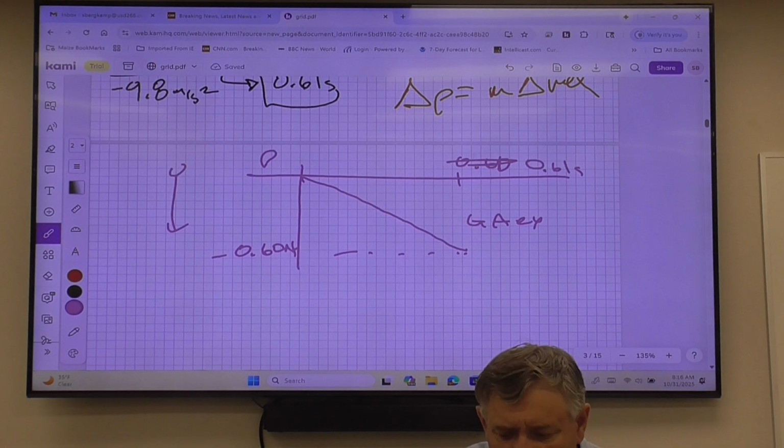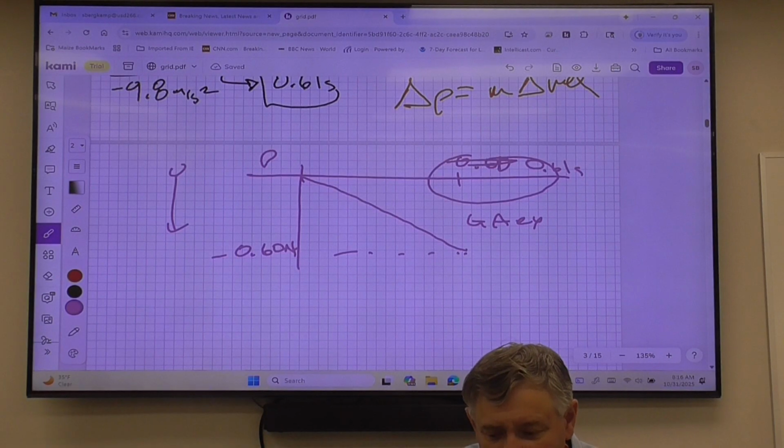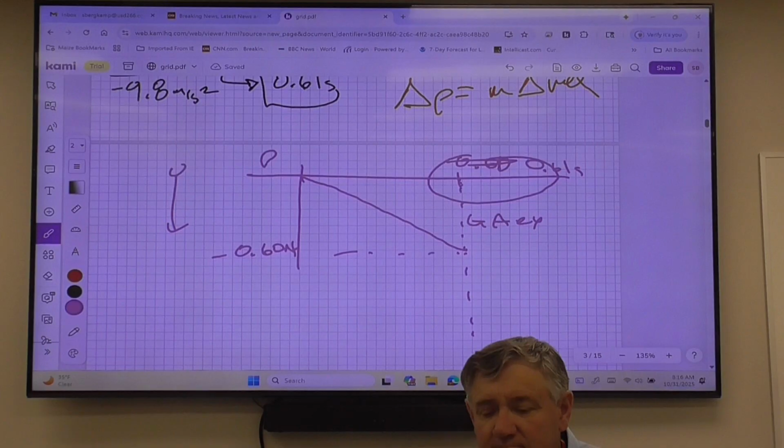Is the time for it to hit the same? Yes, because they both have the same acceleration. So Hank is also going to land at 0.61 seconds. True? Yes.